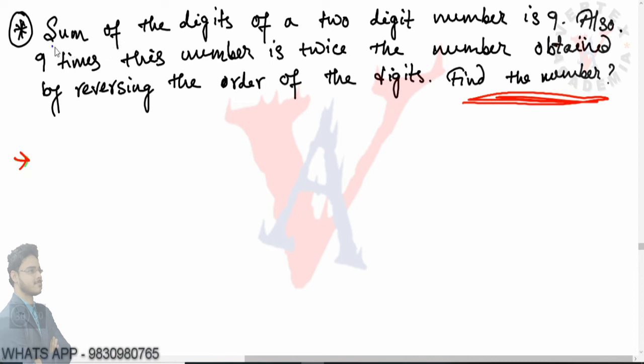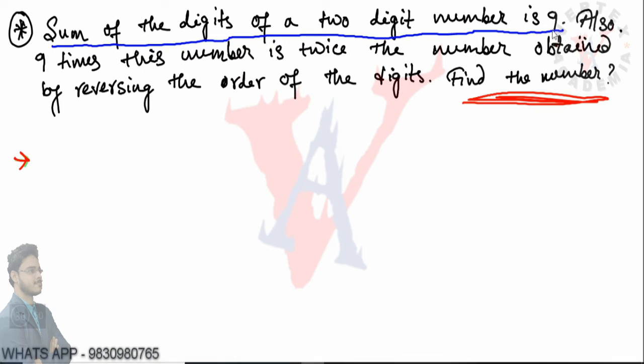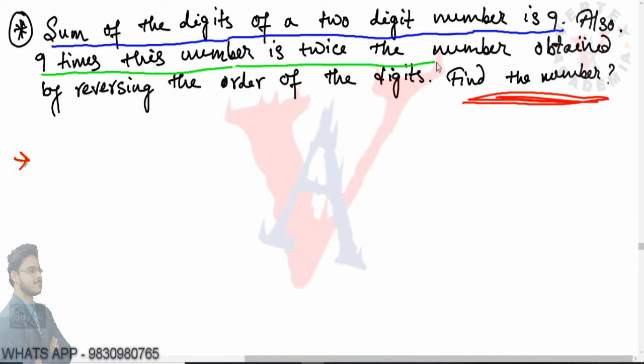Here also the same thing: the sum of the digits of a 2-digit number is 9. How to approach the problem? To know how to approach the problem, you must see the previous video on substitution. There I have told you how to approach this. So this is the first condition statement, that the sum of the digits of a 2-digit number is 9, and the second condition statement is this one, that also 9 times this number is twice the number obtained by reversing the order of the digits. So let us proceed.